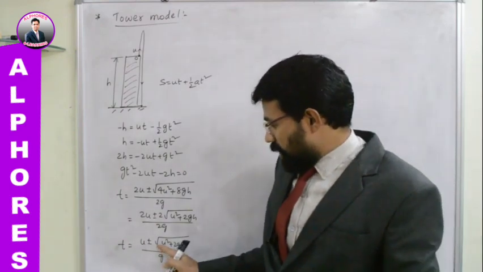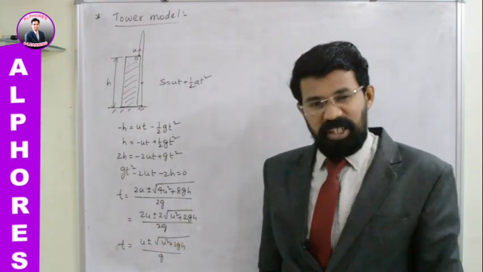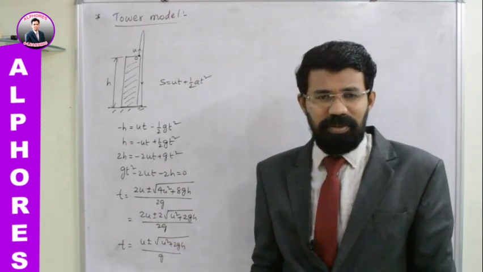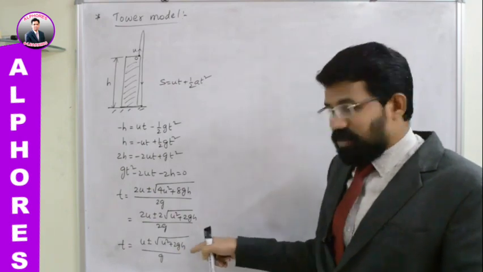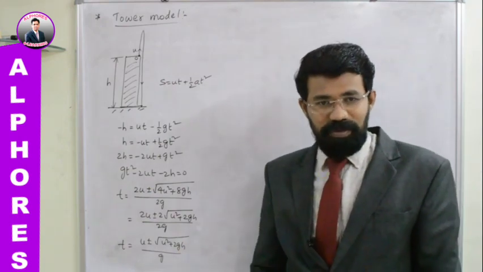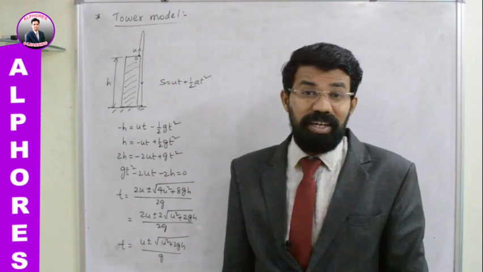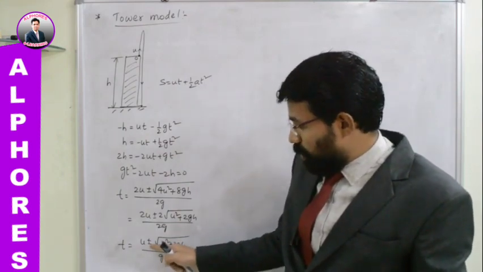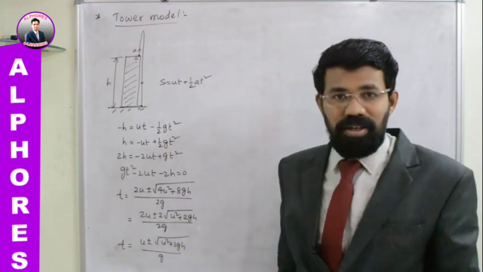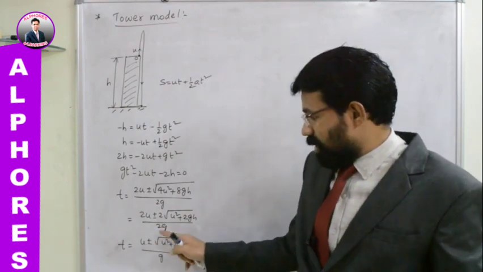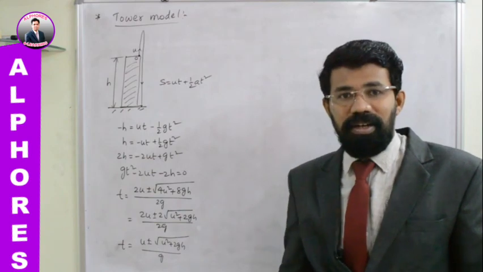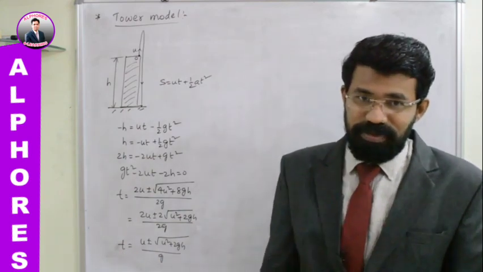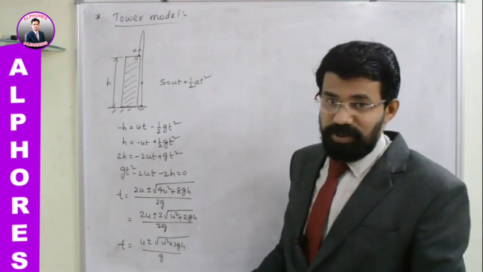See, under root u square plus 2gh is definitely greater than u. If you are having under root u square plus something, 2gh, some value, then definitely under root u square plus 2gh will be greater than u. If you consider the negative sign, u minus something which is greater than u will yield a negative value, and here we are dealing with time. Time cannot be negative. So you cannot consider this negative sign here.